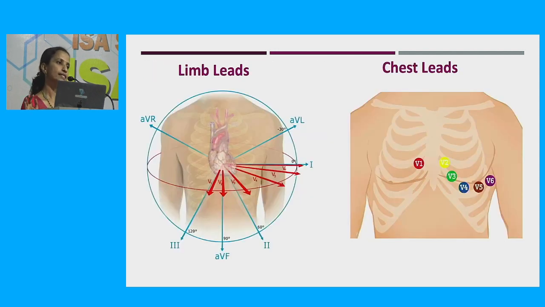And the leads: there are 6 limb leads and 6 chest leads. And the position of chest leads is often asked in the exam, that you should know. So you may be knowing, it is V1 on the right side of the sternum, 4th intercostal space, V2 on the left side, 4th space, V3 between V2 and V4, V4 5th space at the mid-clavicular line, V5 in the same space in the anterior axillary line, and V6 in the mid-axillary line.